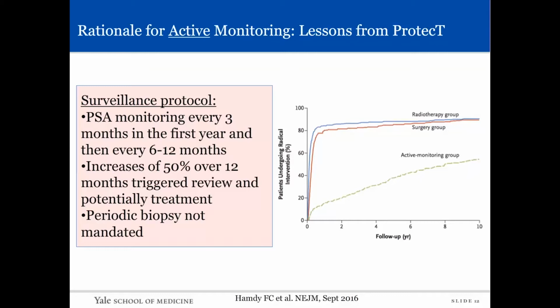So it's a little different from how we might do things today, but patients had their PSA monitored every 3 months in the first year and then every 6 to 12 months. So this is largely a PSA-based surveillance protocol. But increases of 50% in PSA would trigger review and potentially treatment, but a periodic biopsy was not mandated. And it's interesting, if you look at the curve here, about 56% of patients who were initially assigned to surveillance ultimately did receive treatment, so there was crossover to treatment in this group.